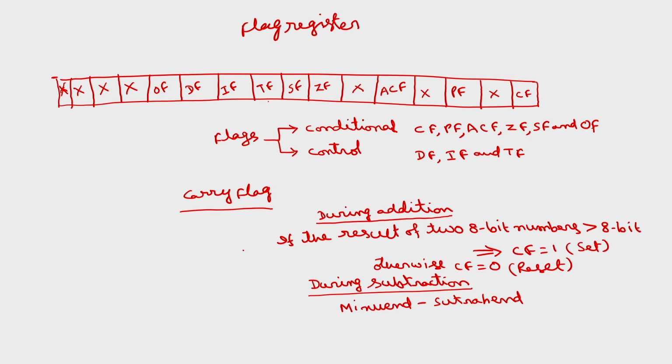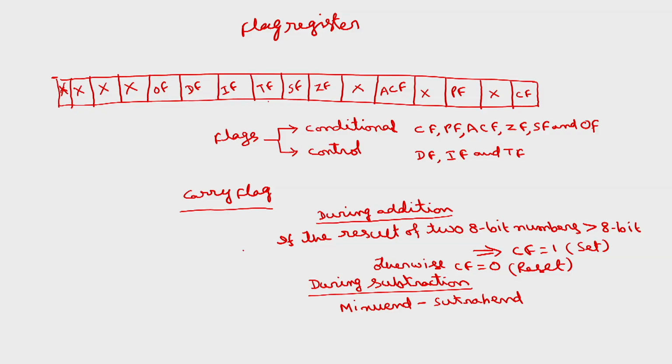If subtrahend is greater than minuend, then in that case the carry flag will be set. So, there is no borrow flag. So, even in case of borrow also the carry flag will be set. Subtrahend greater than minuend implies carry flag is set. That means this subtraction needs a borrow.